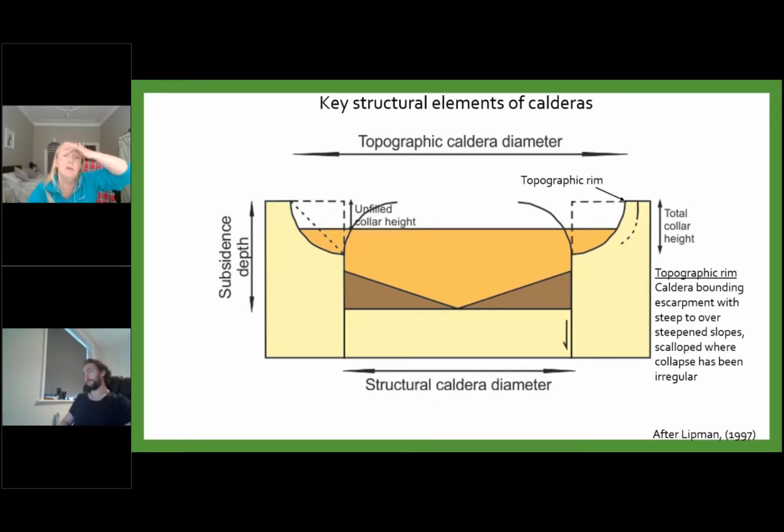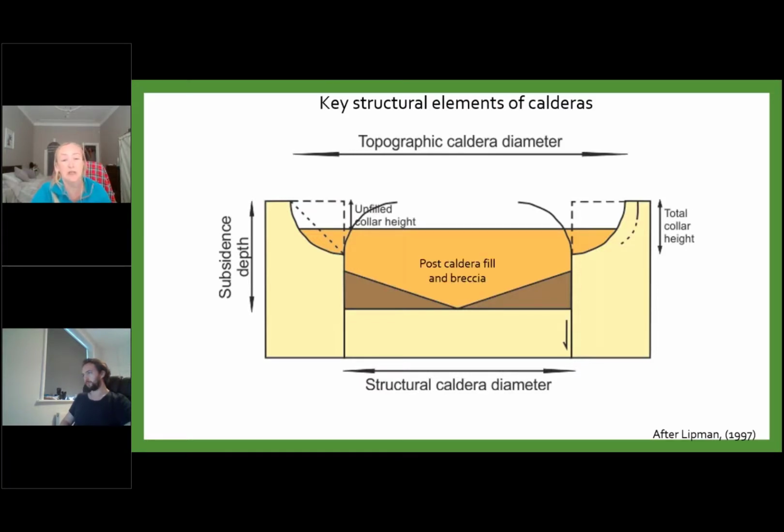And then your topographic rim itself, a bounding escarpment with steep to over-steepened slopes, scalloped where collapse has been irregular. And of course, your post-caldera fill and breccia. So this is where you've got your collapsed debris from your over-steepened ring faults, and obviously resurgent activity, volcanic activity after the initial collapse.